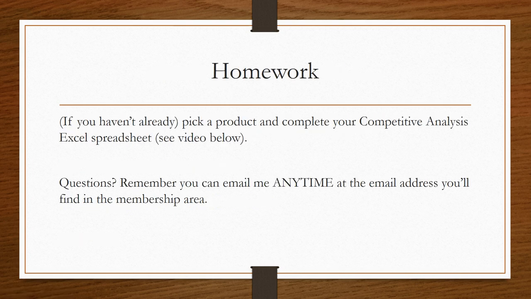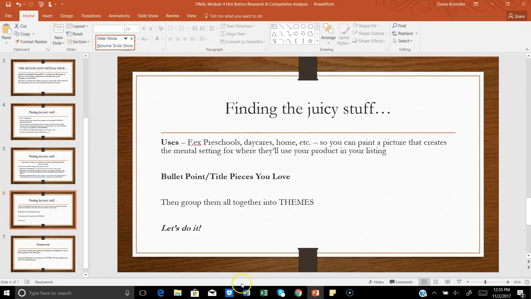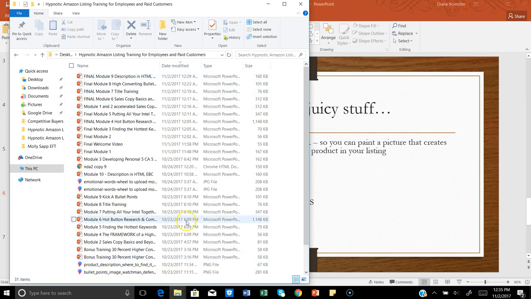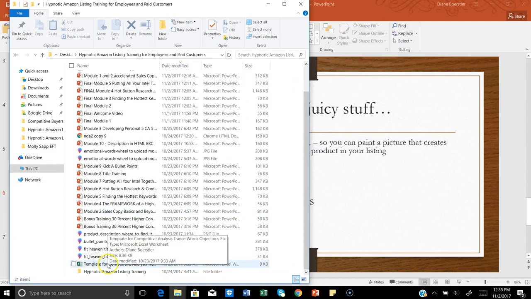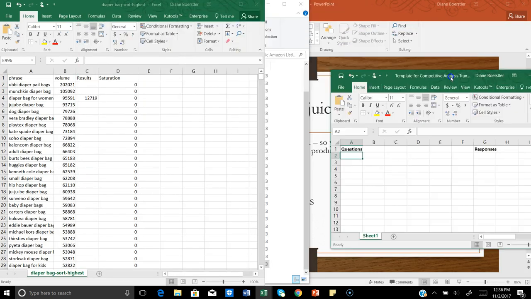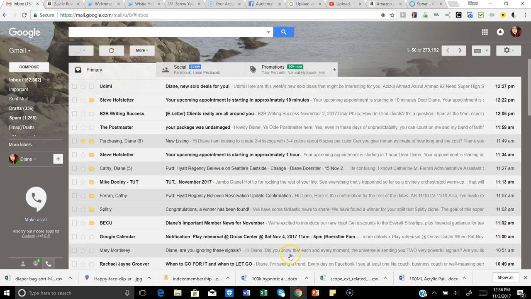So let's go back to, see here, we need to go get our competitive analysis spreadsheet, which is in my files. Okay, give me a second here. Here we go. Template for competitive analysis, trance words, objections. Just in case you have it saved in Microsoft already. Okay, so there's a lot here we're going to fill in. Some of this you may already intuitively know, some of this you may not. So it's important, instead of guessing what our customers want to see so they'll buy, that we know what they want to see so they'll buy, right?